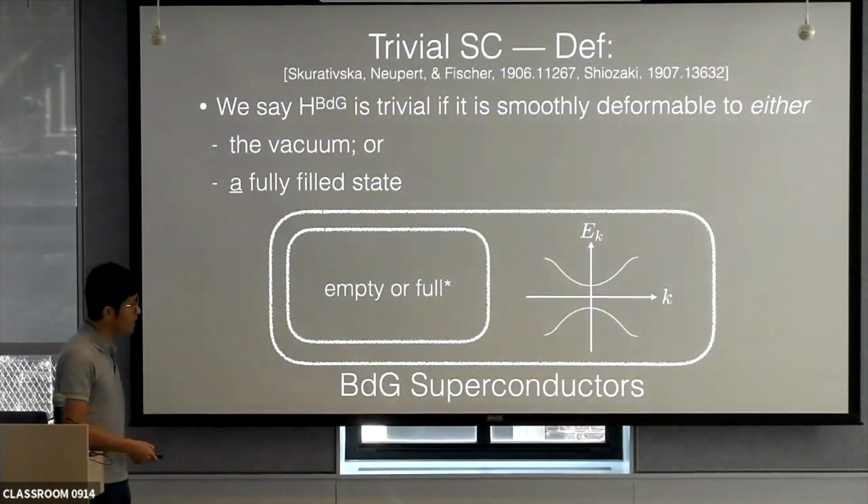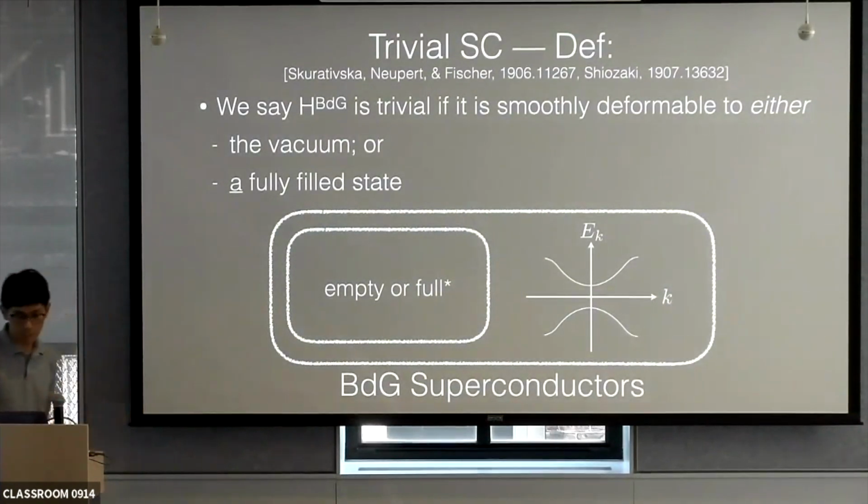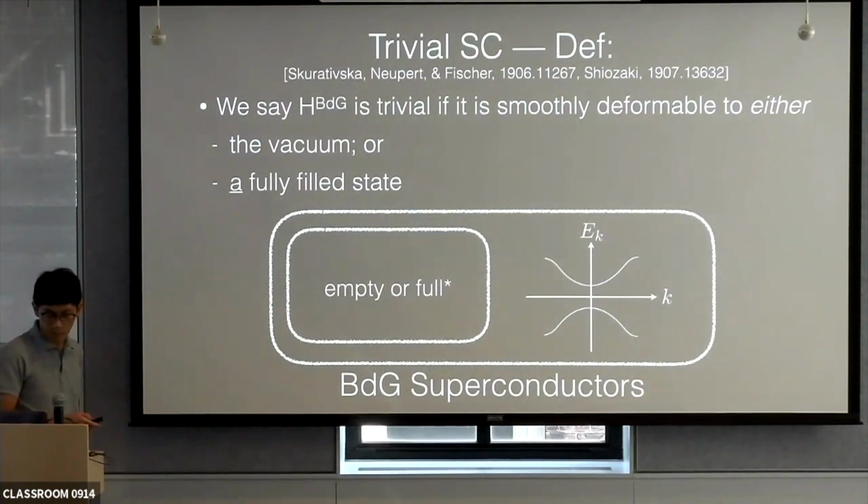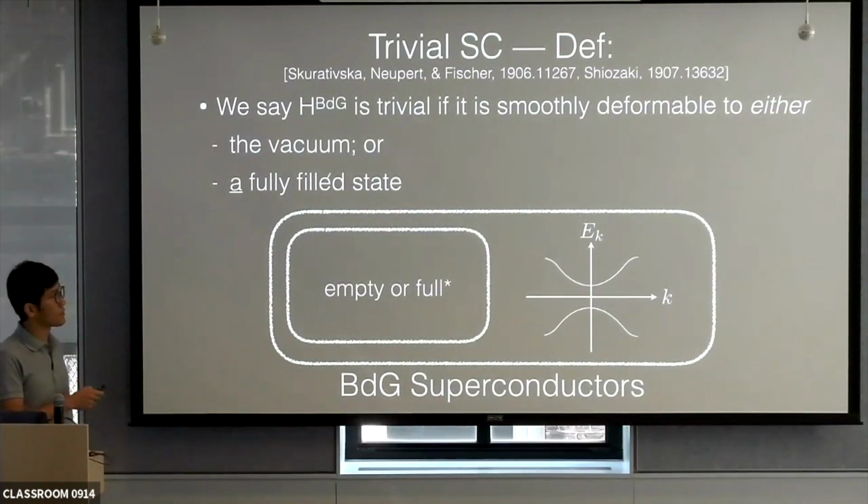And with all these observations, we can now motivate the definition of what a trivial superconductor is. Let me just emphasize again that these were pointed out in earlier papers, and we are pretty much inspired by that. So we'll say that the BDG Hamiltonian is trivial if it is smoothly deformable to either the vacuum or a fully filled state. The previous definition is usually what is done in K-theory.